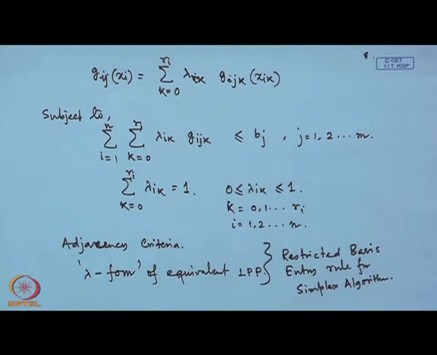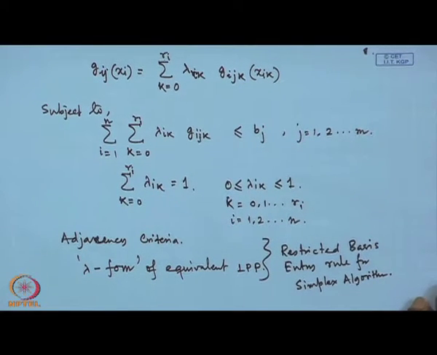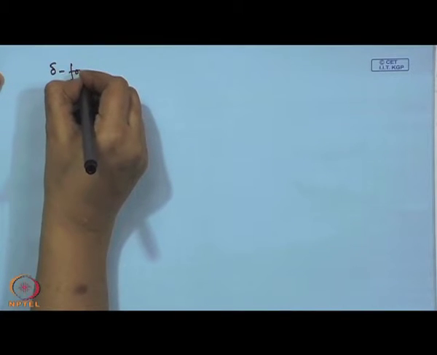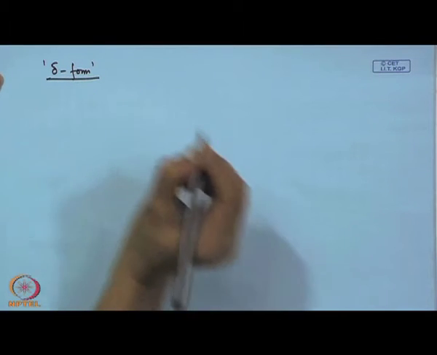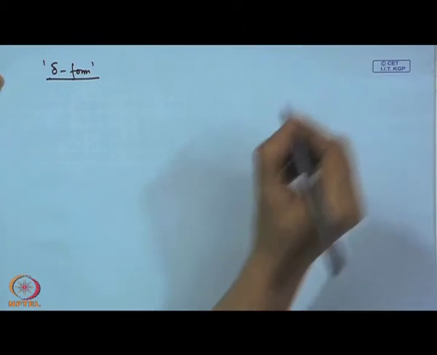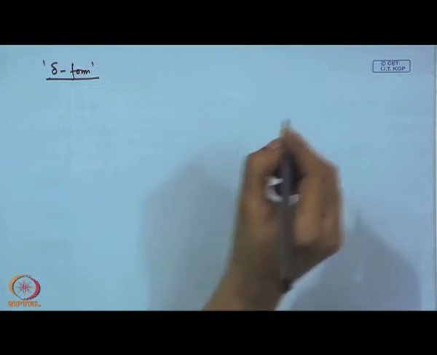Now, similarly, instead of lambda form, we can have two other forms as well for expressing any nonlinear separable programming problem with the equivalent linear programming problem. I am coming to that next. One form is the delta form, that I am coming to next.